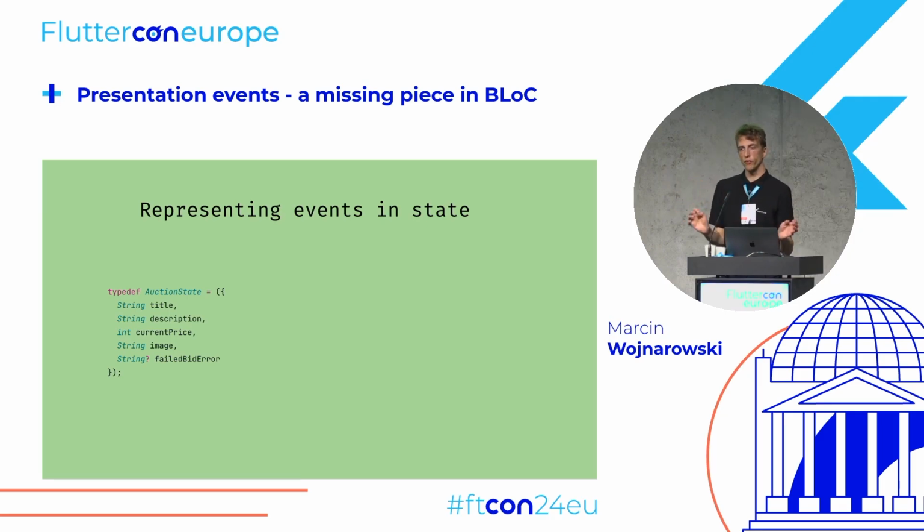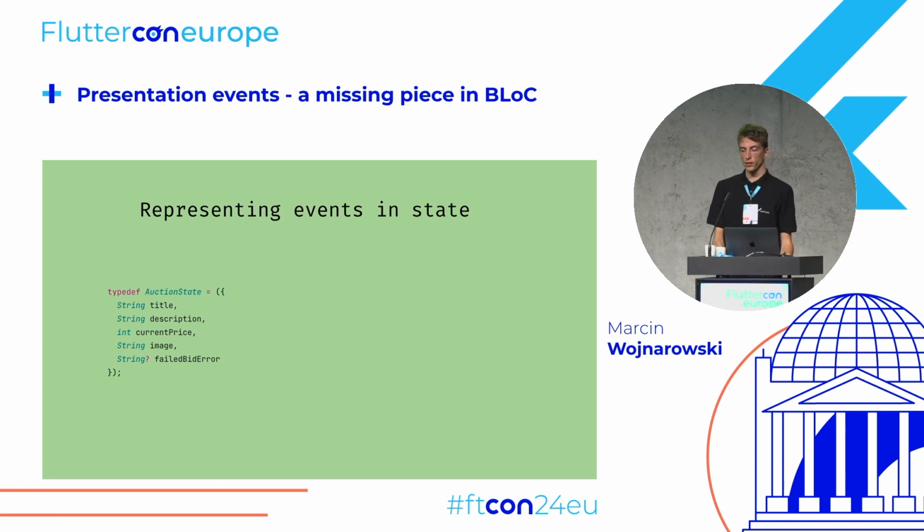However, here it's a bit different, because whenever we fail to bid, we don't want to lose all the information about what was the title, what was the description, what was the current price. We still want to remember that, but we still want to be able to inform somehow the UI that we had an error. So here we have, let's say, failed bid error. And let's say we want to encode it somehow in our state. So one approach would be like here, visible. We just store an extra field that is nullable. So we assume whenever it's null, then nothing happened. But if it's not null, that means there was an error and we should be showing, let's say, a snack bar somewhere on the screen.